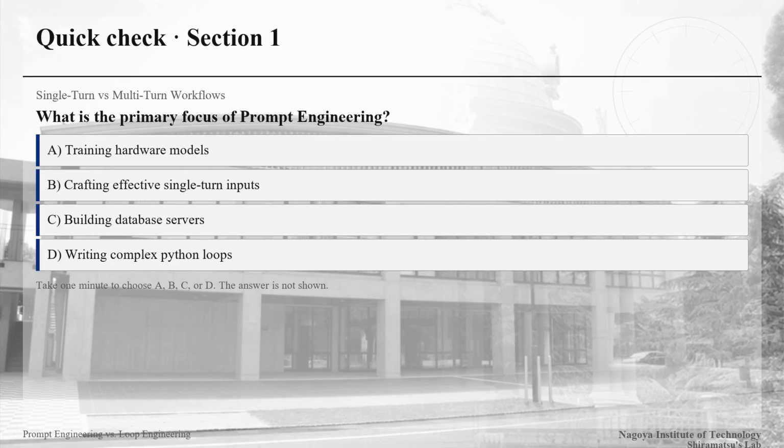Quick check after Section 1. What is the primary focus of prompt engineering? Choose A, B, C, or D. Take 1 minute to think, then choose A, B, C, or D. The correct answer is not shown.